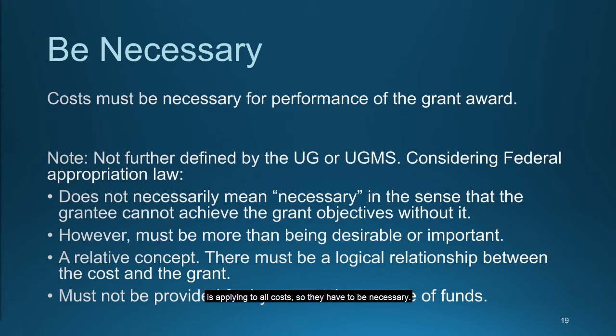So they have to be necessary, which means necessary to perform the grant award. The UG and UGMs don't go into what necessary means; they don't further define it. But if you look in the Principles of Federal Appropriations Law, which I'm sure is nice, relaxing evening reading that all of you do, and dig around a little bit, they do talk about what's necessary from a federal perspective within their own operations.